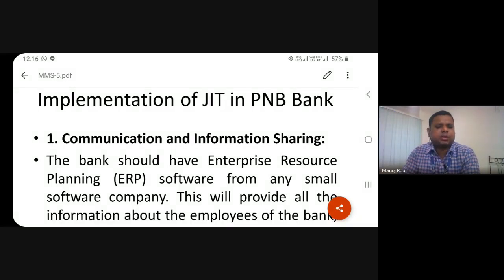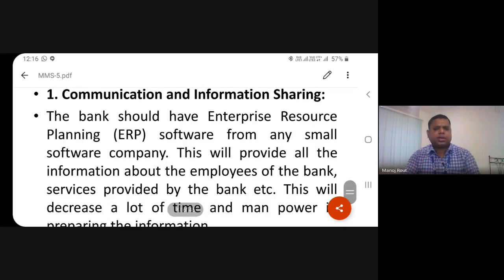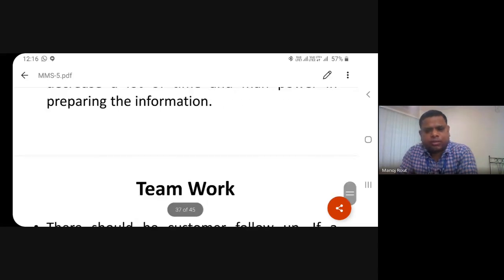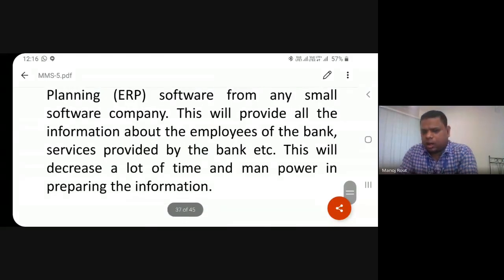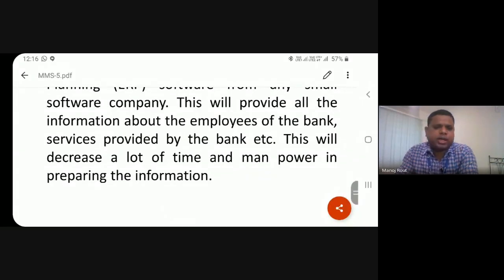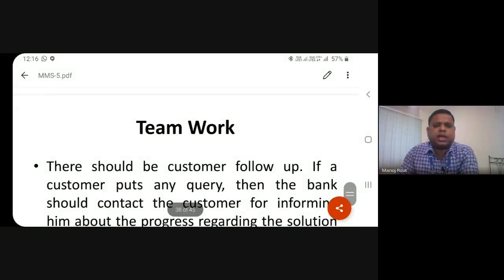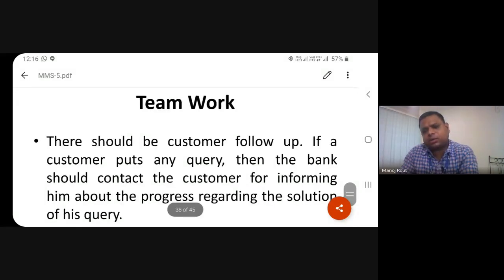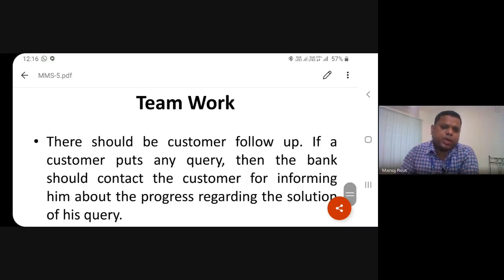communication and sharing. So how did they implement it? The bank should have ERP, that is Enterprise Resource Planning software, from any software company. This will provide all information about the employees of the bank and the services provided by the bank, and this will save a lot of time and manpower in preparing different types of information. Before March 2017, there was no particular server for preparing information regarding manpower, HR, and financial data collection.